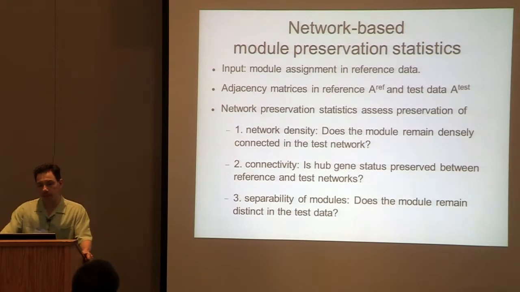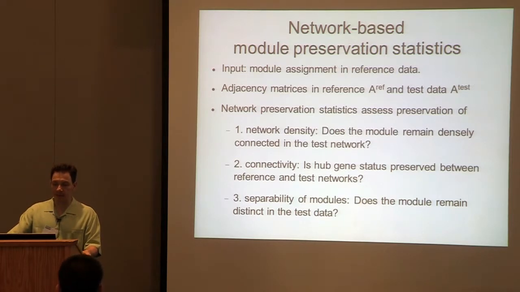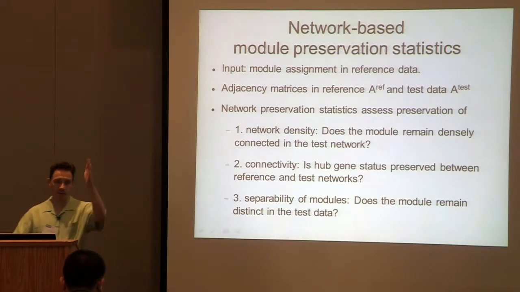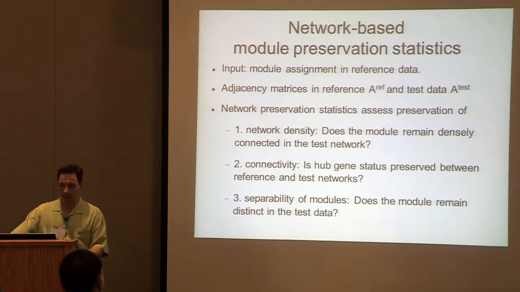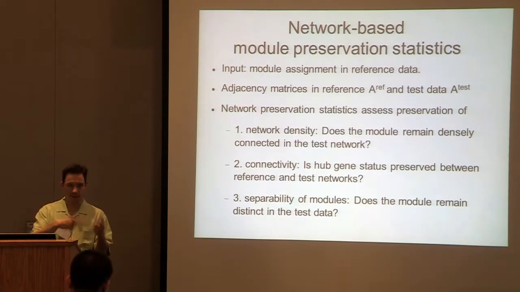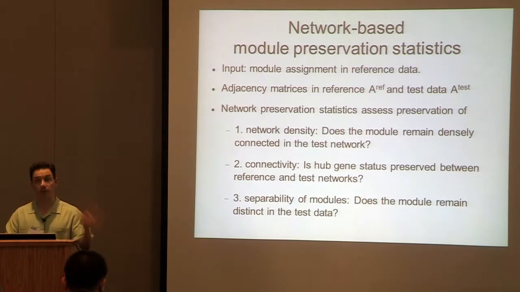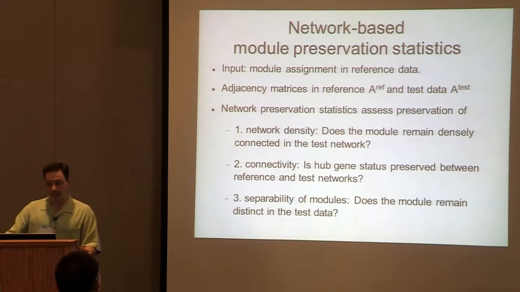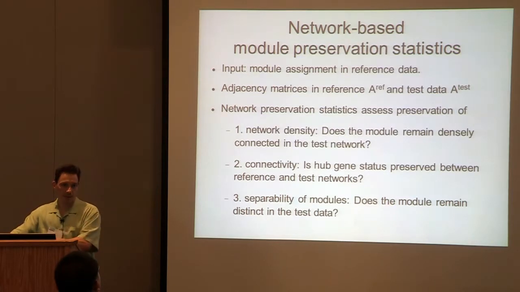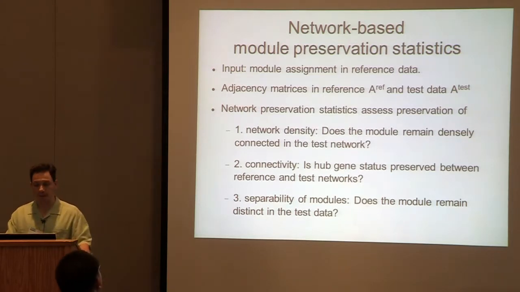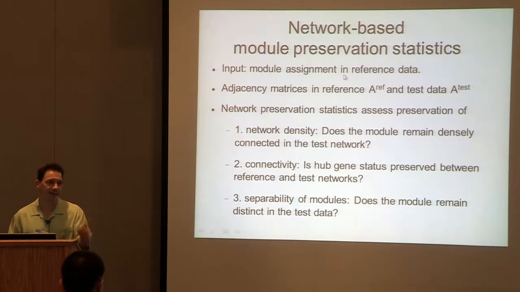So these network-based module preservation statistics take really three inputs. The first is the module assignment in the reference data set. You start with the human brain modules. The second input is an adjacency matrix. You need to know the connectivity pattern in the reference network. And then you need an adjacency matrix from the test network. Why? Because you want to study whether the connectivity pattern is preserved. But the one thing to notice is what it doesn't require. It doesn't require the module assignment in the test data. Do you see that?